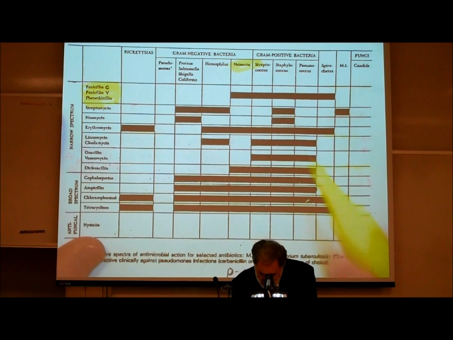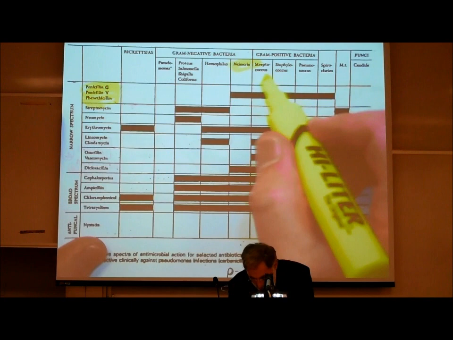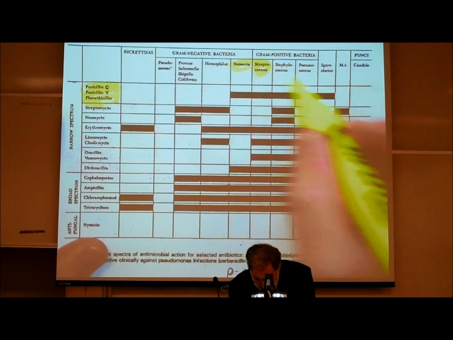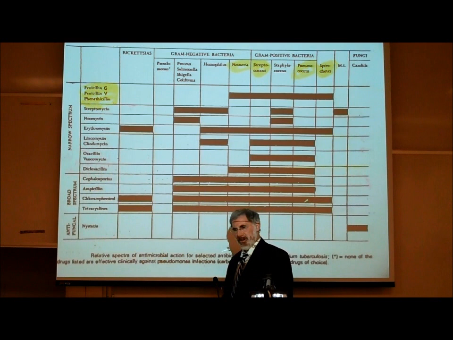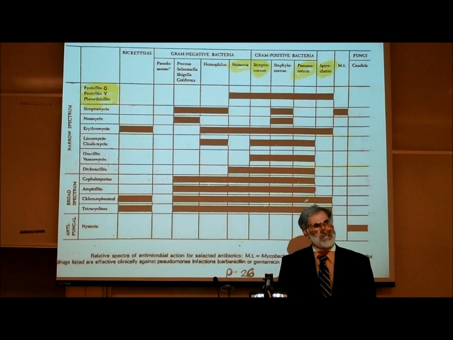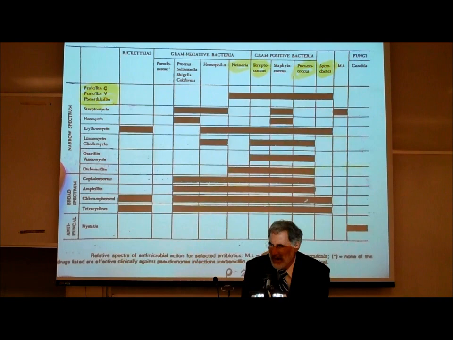It's effective against many aerobic gram-positive bacteria, including streptococcus and pneumococcus, and spirochetes. Spirochetes are the cause of, among other things, syphilis, which is caused by a spirochete called Treponema pallidum. All right, so penicillins are considered relatively narrow spectrum. There are some antibiotics that are even more narrow spectrum.